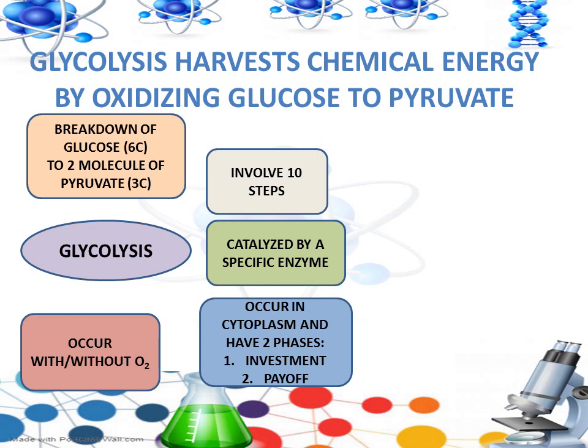Okay, and this glycolysis process happens in the cytoplasm, and there are two phases. The first one is the investment phase, during which ATP will be used. Okay, that's why we call it an investment. We consume the ATP. And the second phase is the payoff phase, which is how ATP is made, how ATP will be produced back.